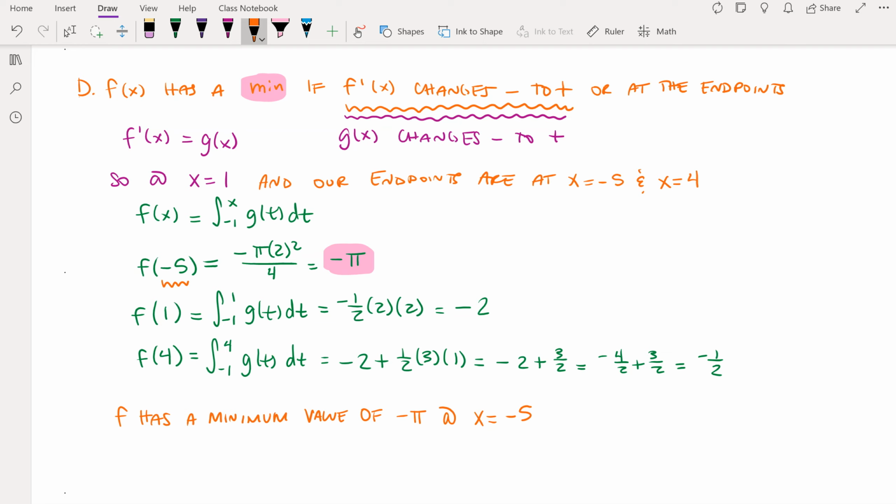So the minimum value is the y value. Anytime you're asked for the minimum value, you have to compare all of the y values. Like we did: -π, that was a y value, -2 and -1/2. We compared them and we found -π to be the smallest one. All right, this would be a 100% on this FRQ.